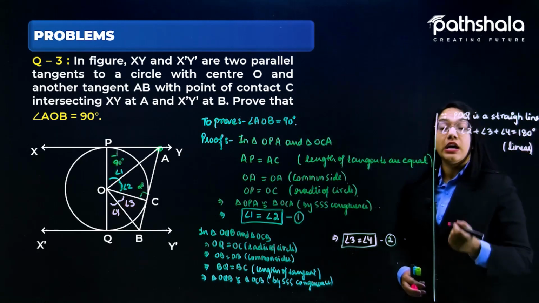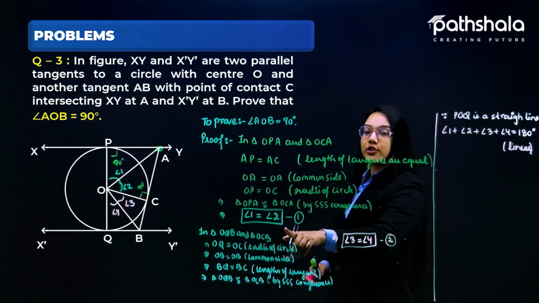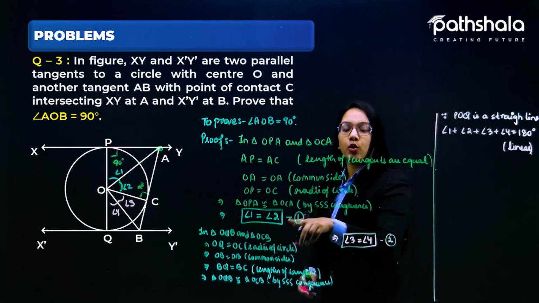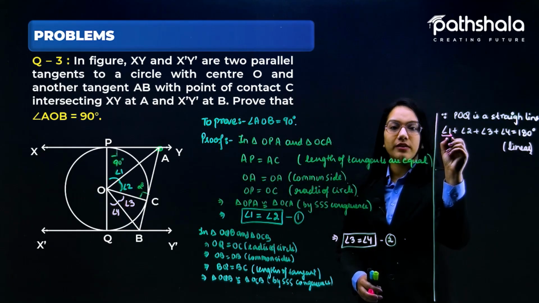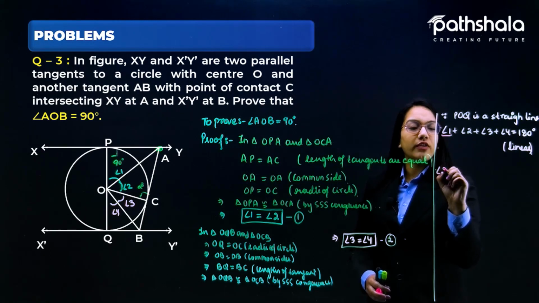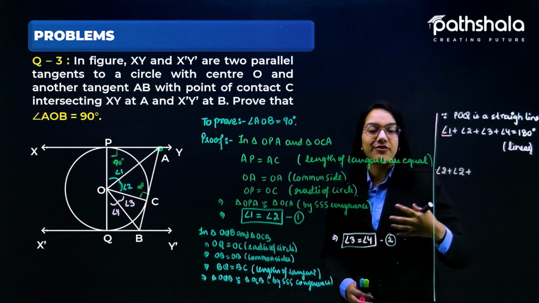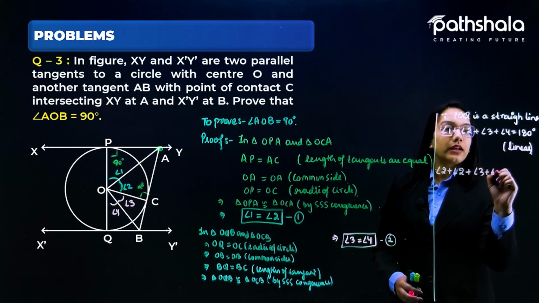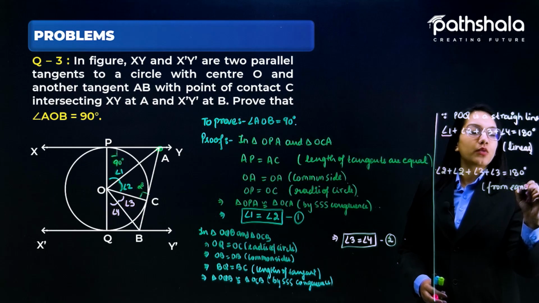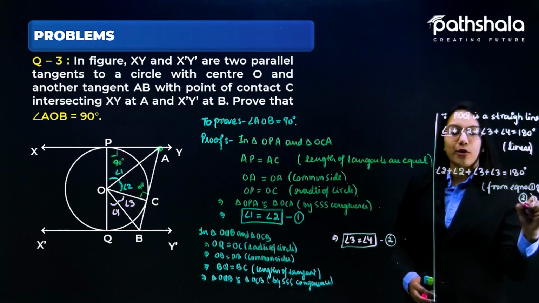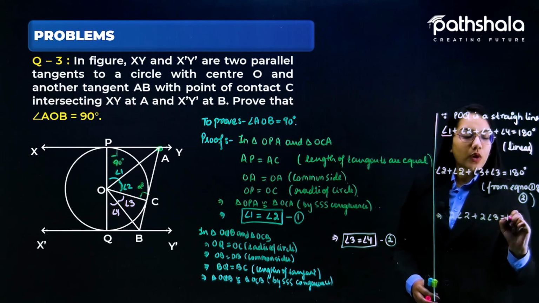Now we know from equation number 1 and equation number 2 that angle 1 is equal to angle 2, and angle 3 is equal to angle 4. It means that in place of angle 1 we can write angle 2, and in place of angle 4 we can write angle 3. So angle 2 plus angle 2 plus angle 3 plus angle 3 is equal to 180 degrees. Why so? From equation number 1 and 2. So it would be 2 angle 2 plus 2 angle 3, which is equal to 180 degrees.